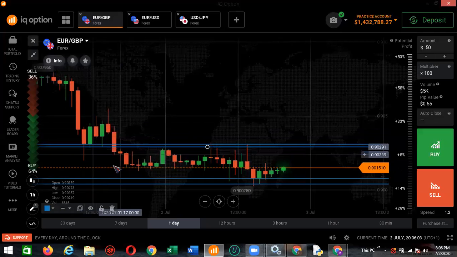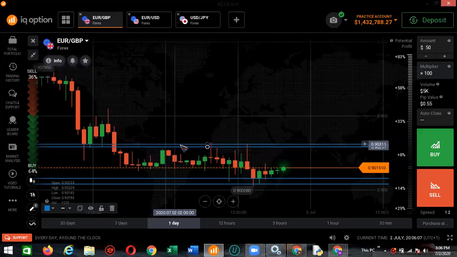Look at it here now. This candle was unable to cross this resistance level because the resistance is always at the lower part. When it's broken, it turns to support. But now it has not been broken, so it's still the resistance. Look at it here. It touches this point and bounces back. Touches it and bounces back.